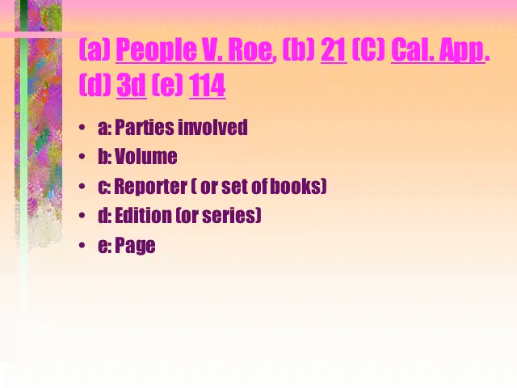The breakdown is as follows. People v. Roe are the parties involved. 21 is the volume, so if you went into the library, you'd look for volume 21 of the California Appellate Reporter, which is the reporter that it's in. And when you open that volume, you're going to go to the 3rd edition. Usually it's going to be divided into 4 parts for different parts of the year. Look for the 3rd edition, turn to page 114, and you should find your case.